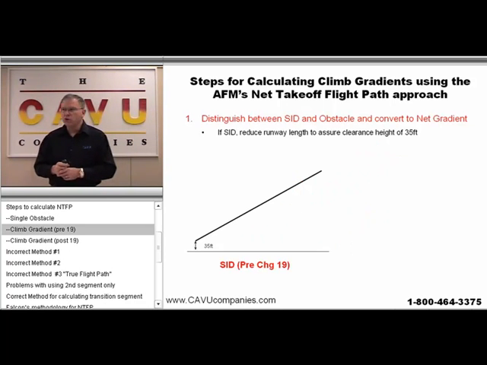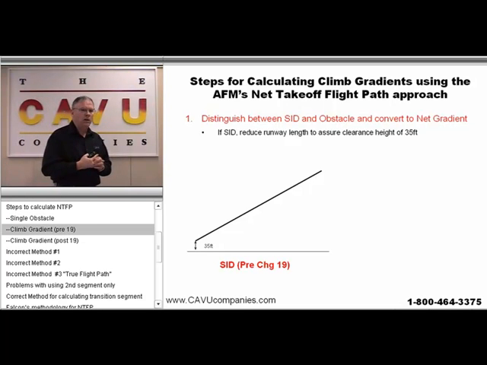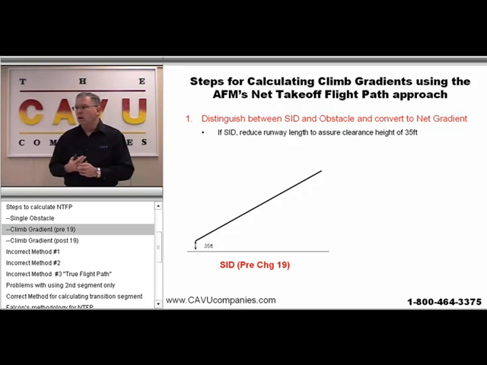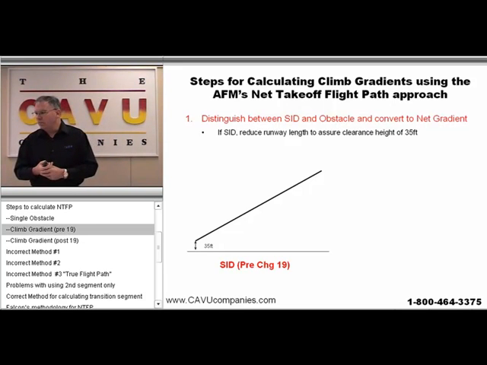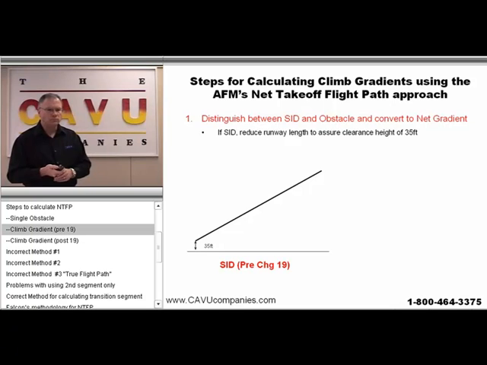Now things change considerably when we get into climb gradients, basically SIDs, and most people are not familiar with the fact that there are actually two TERPS criteria presently in use today. They're called pre-change 19 and post-change 19. The change occurred about 3 years ago. The pre-change 19 is the classic SID most pilots are familiar with, where it begins at an altitude of 35 feet above the end of the departure runway surface, and goes out on whatever the climb gradient is from there.